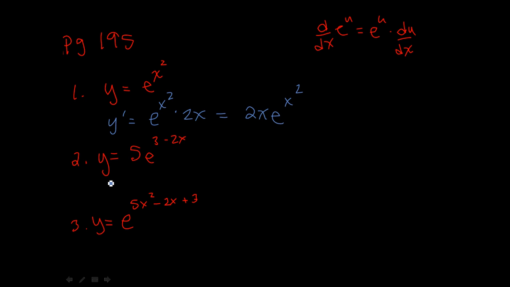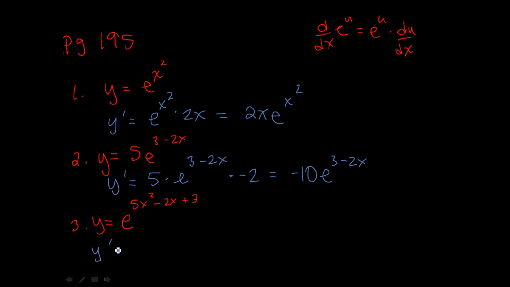Okay, on the second one, first of all, that 5 just sits out front. He doesn't involve himself in that at all. So this is going to be e, and then keep the exponent the way it is, and then multiply by the derivative of the exponent, which would be negative 2. So in this case, it'd be negative 10e to the 3 minus 2x.